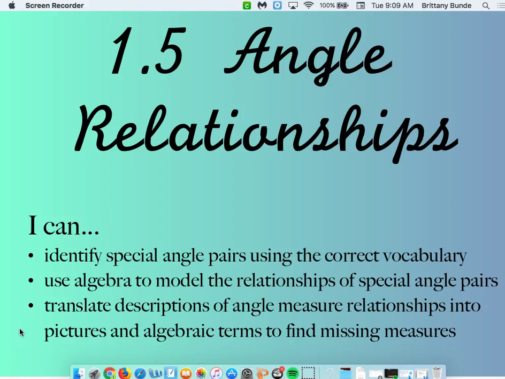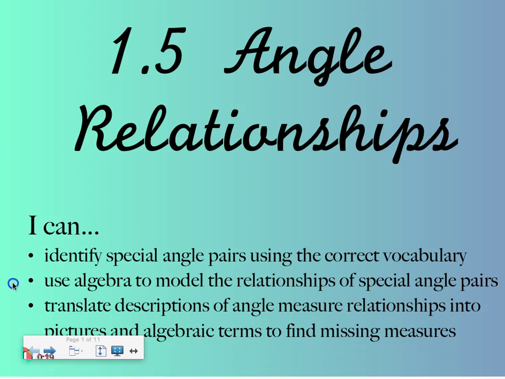Okay, so we are moving on to a bunch of different angle relationships, and we have this nice little graphic organizer, right? Can you see this? Yeah. That's what we're going to start with first. So it already has the angle relationship defined for you, and then you just have to draw on the examples I have on the board, all right?